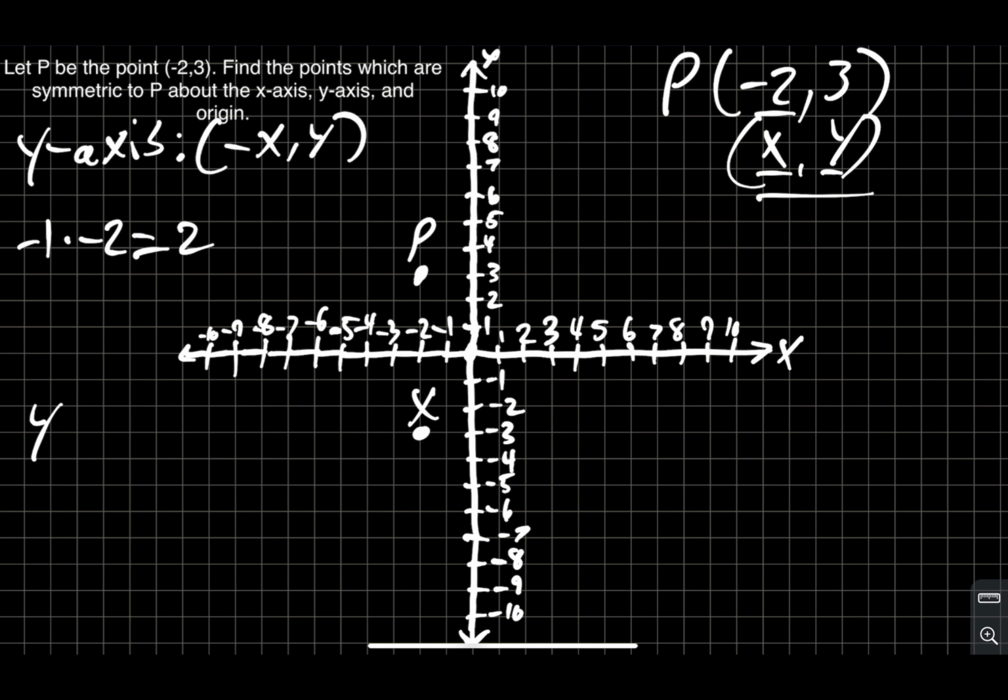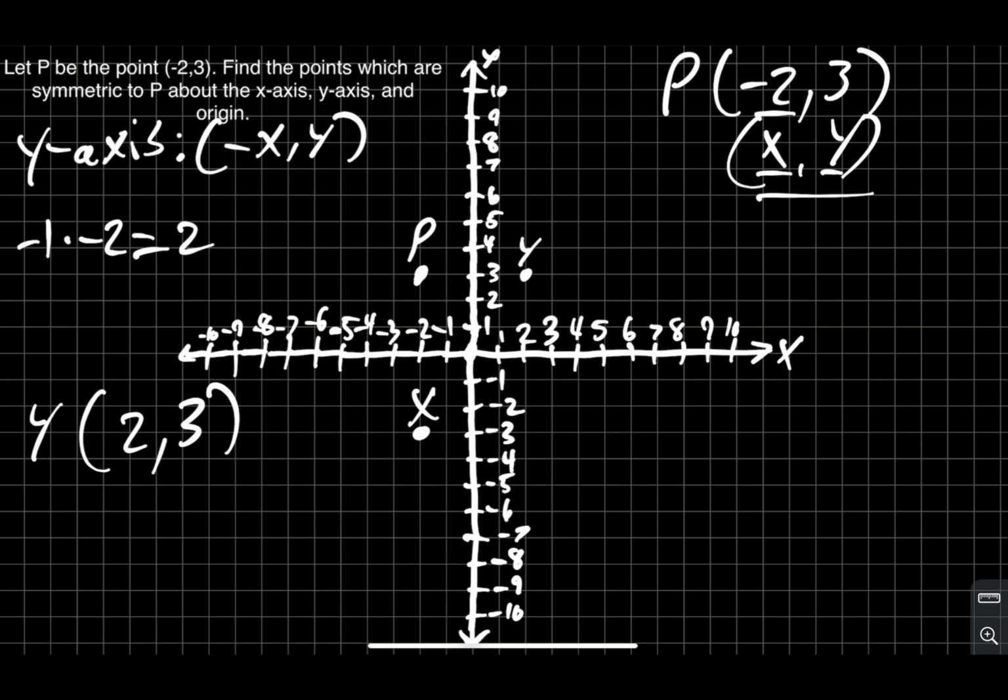So the point, which I'm going to label Y, that's symmetric to P across the y-axis, is going to be 2, 3. So we label our point right here, and we label it Y. Now, why does this work?